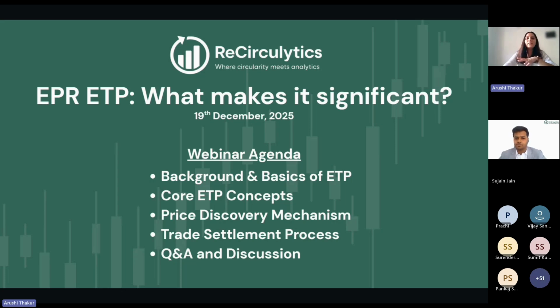Now, EPR ETP represents a shift from relationship-driven transactions to a regulated exchange-based mechanism. We all know how the market works right now: you may have a good connection with a recycler, so you could agree on your prices and make a deal. But once EPR ETP comes in, those relationship-driven transactions will not be there anymore, and it will shift to a regulated exchange-based mechanism.